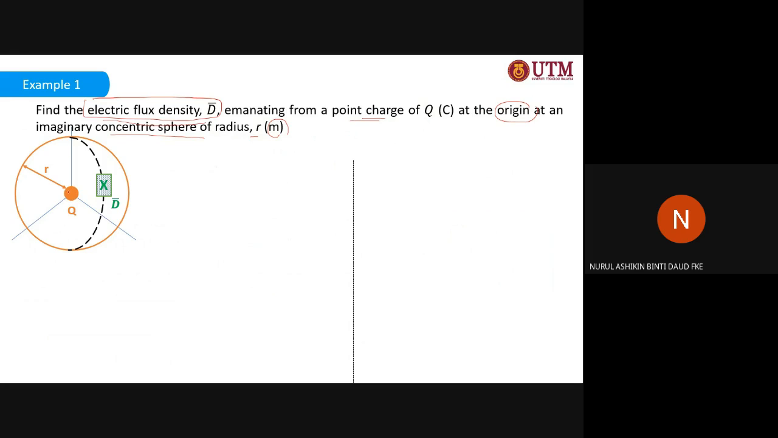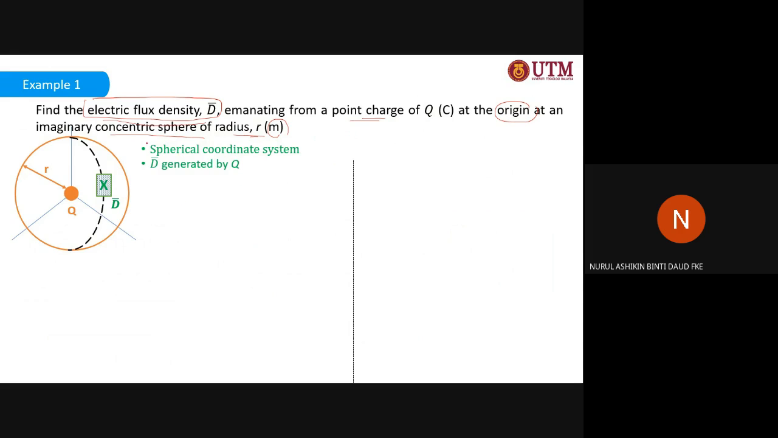So there is a point charge located at the origin of the axis, at an imaginary concentric sphere. So there is a sphere here. And what is the information about this sphere? The radius is r meters. So from the point charge to the sphere, the radius is r. And you need to find the electric flux density at the surface of this sphere.